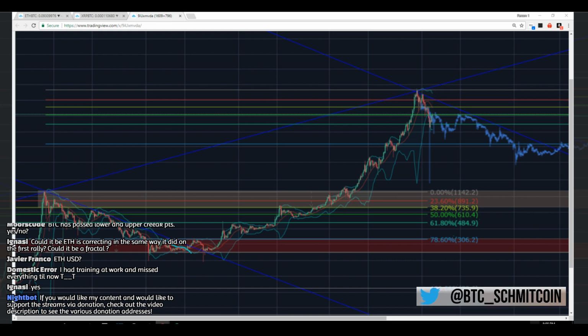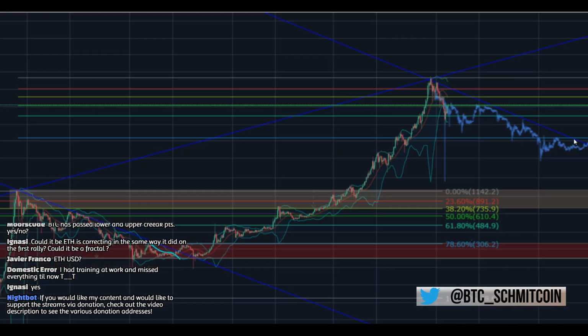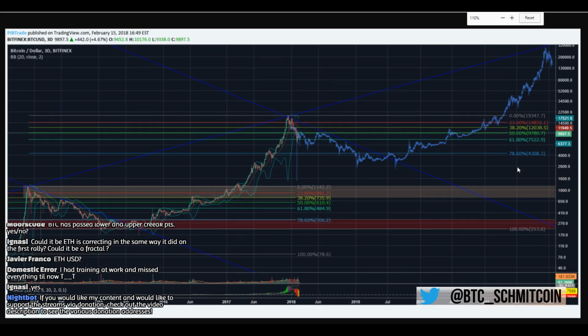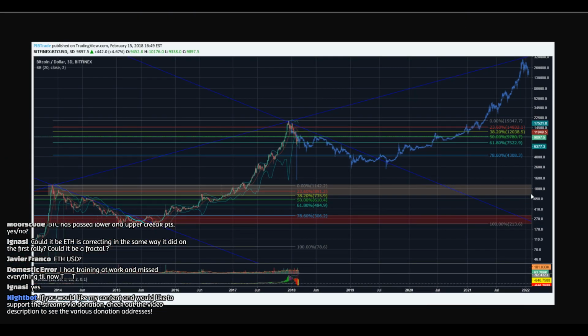Which is one of the main reasons why I'm bearish as well. It just looks very similar to all the previous bubbles popping.